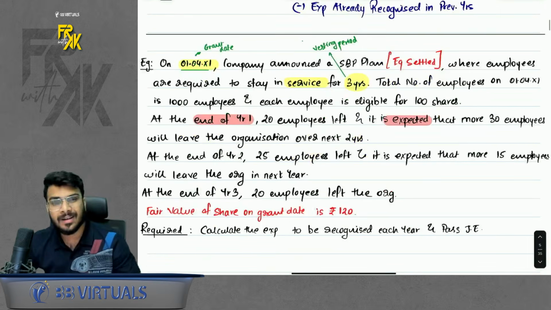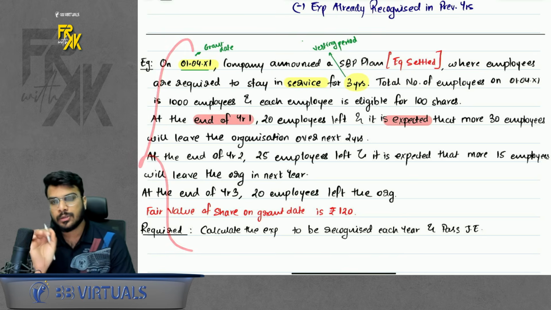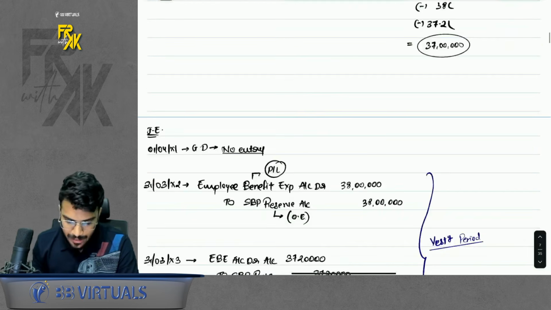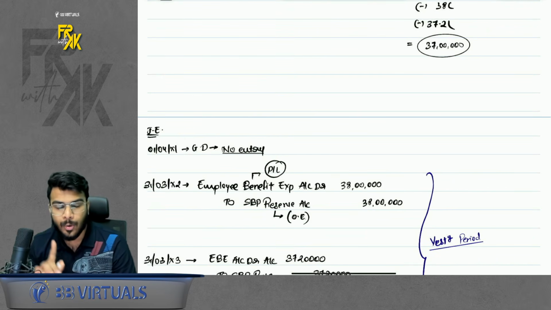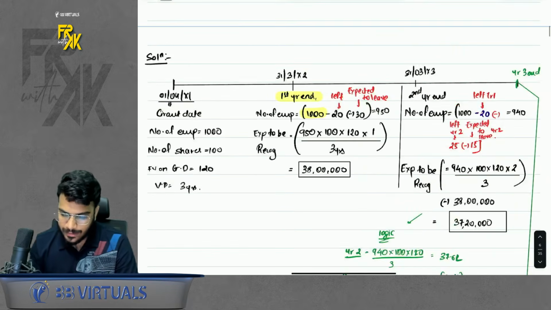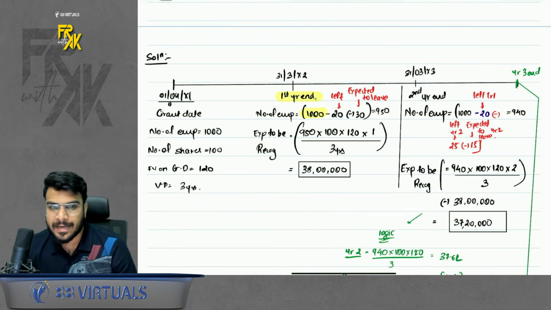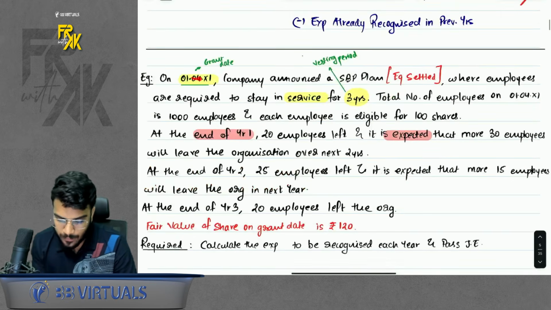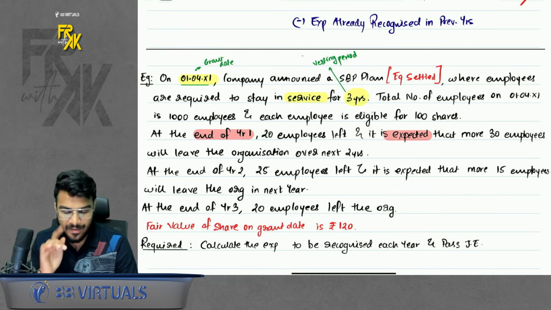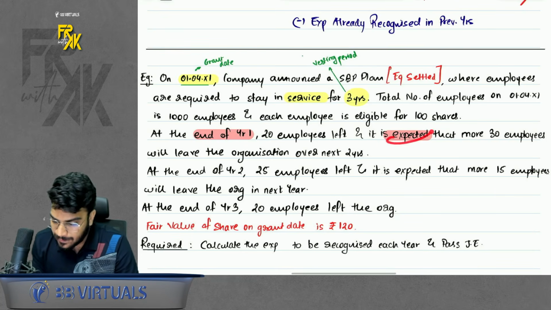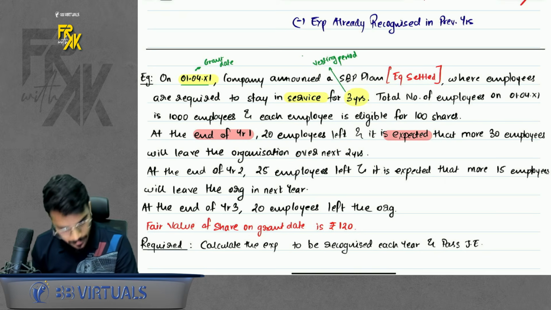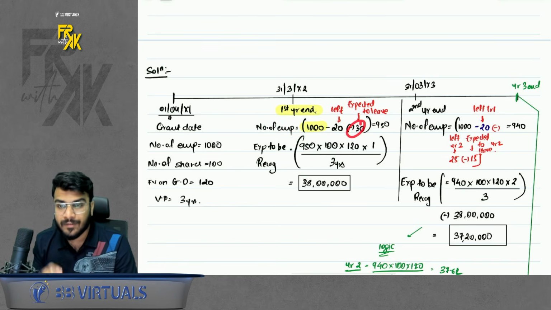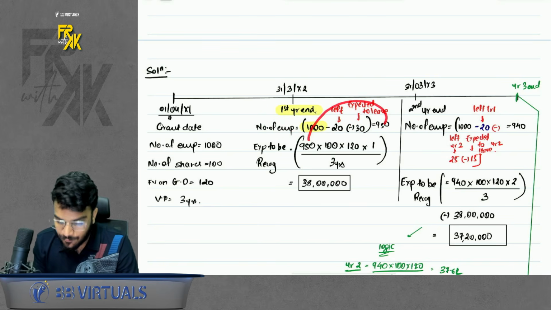To understand this, I took one example also. Through this example, just remember, if there is a vesting period, on grant date you will pass no entry. No entry is passed on grant date. Then if you want to pass the entry at first year end, when you take the number of employees, don't take the whole employees. You will also consider the employees that have left and the employees who are expected to leave. You will deduct both of them. So in first year, 20 left, 30 expected to leave. I will consider both of them. So I will calculate expense only for 950.